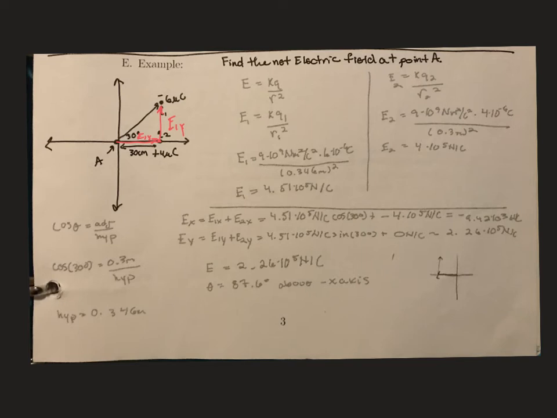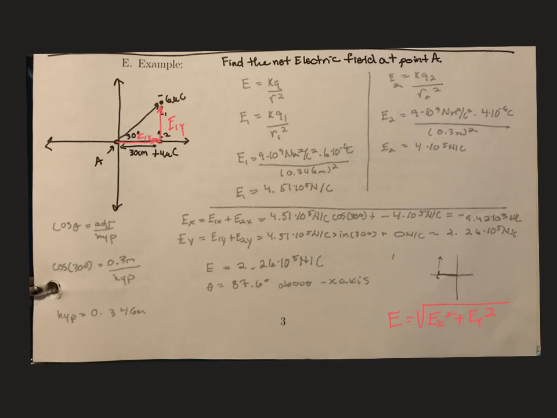So I'm going to add my x's together to get negative 9.42 times 10 to the 3 newtons per coulomb. Add my y's together, which gives me 2.26 times 10 to the 5 newtons per coulomb. Then in order to get my magnitude and direction here, I'm going to use Pythagorean's theorem. So the electric field is equal to the square root of the x component squared plus the y component squared. So that's going to give me 2.26 times 10 to the 5 newtons per coulomb. And it looks very similar to the y component because the x component is so small.